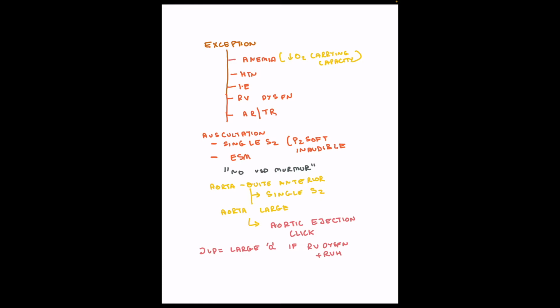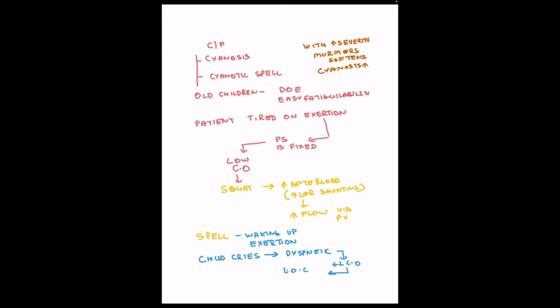On JVP, we will see a large A wave if there is right ventricular dysfunction. Clinical features of TOF include cyanosis and cyanotic spells. This is seen in children. Older children will present with dyspnea on exertion and easy fatigability.